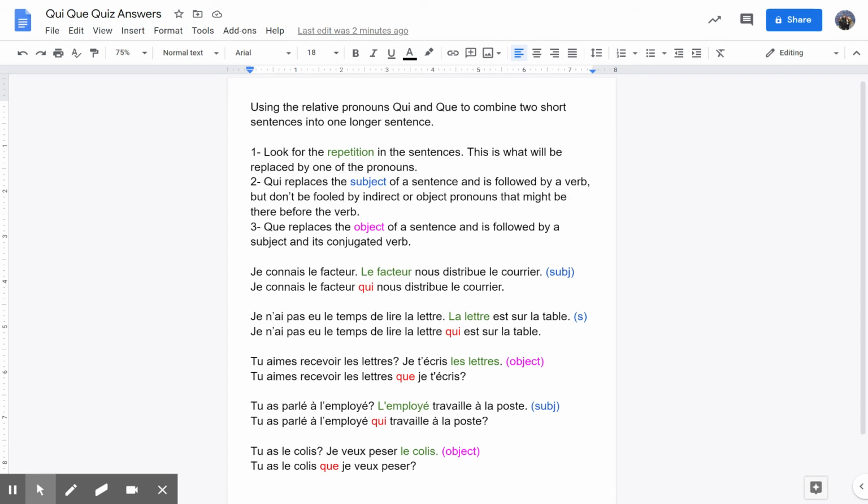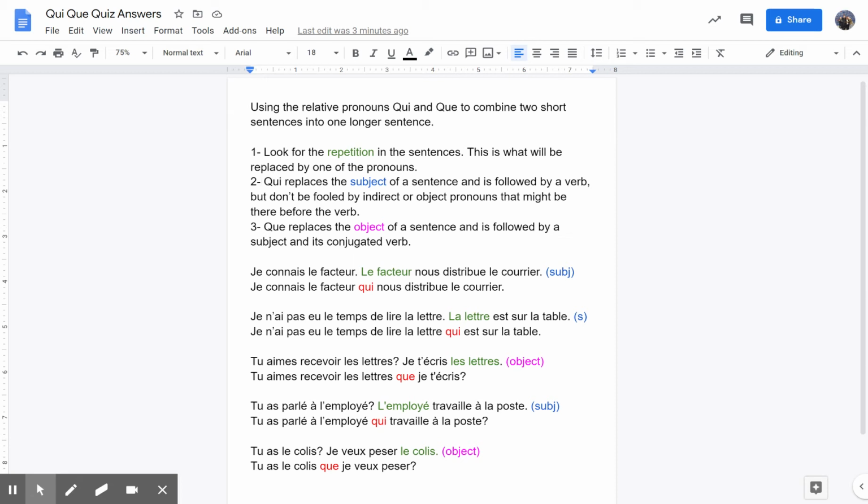So our first rule, you're going to look for the repetition in those 2 sentences. Find that repetition because that is what's going to be replaced by one of the pronouns. The second rule, qui replaces the subject of a sentence and is followed by a verb. But be careful not to be fooled because sometimes there might be an indirect object pronoun in front of the verb. So when you see something like nous or vous, the verb that follows, is it conjugated for nous or vous? If not, then it's a pronoun, not a subject.